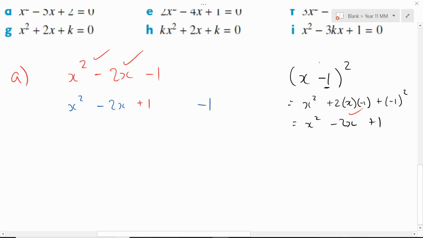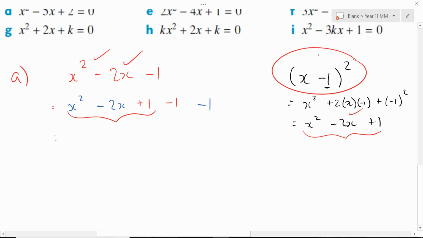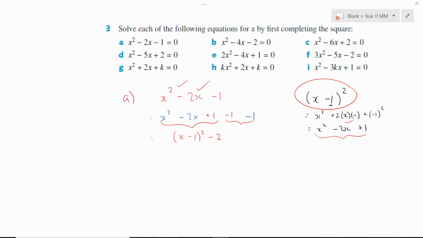So we say, all right, if I add 1, I'm going to minus 1 as well. Add 1, then minus 1. The nice thing about this is it's a perfect square now. X squared minus 2x plus 1 is the same as this line here, and we know that's the same as this bracket here, so x minus 1 all squared. Then over here, negative 1 minus 1 is minus 2. Up until that step is called completing the square.